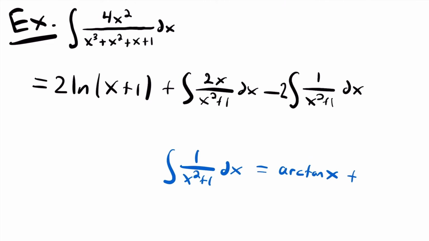And of course, you could add plus c to that. That would be the correct solution to this integral. But either way, that is the solution to this integral. So we'll have negative 2 times arc tangent of x plus c. Okay, and so now we know how we're going to integrate our last two integrals.